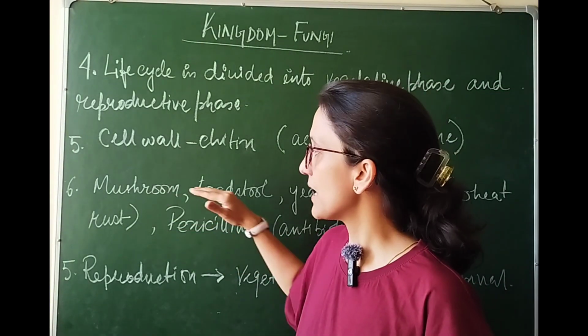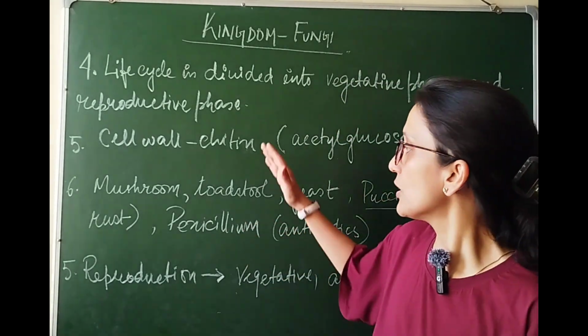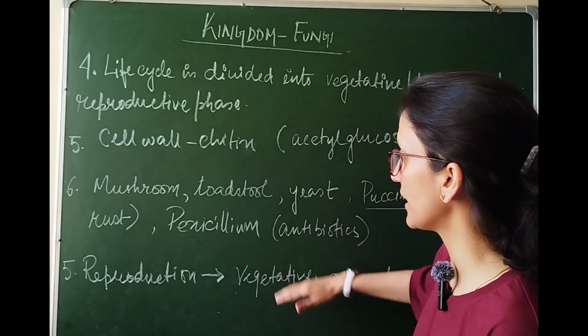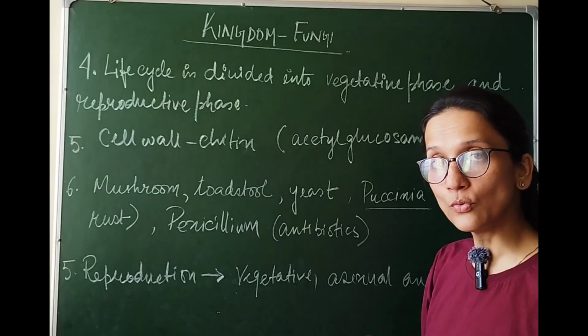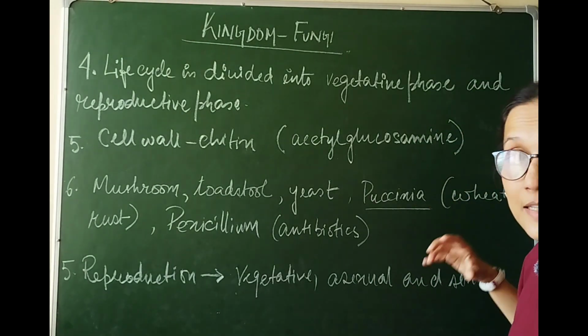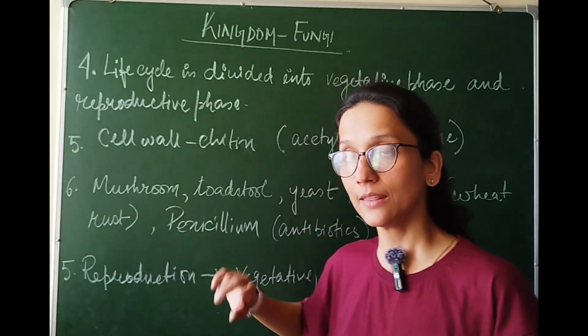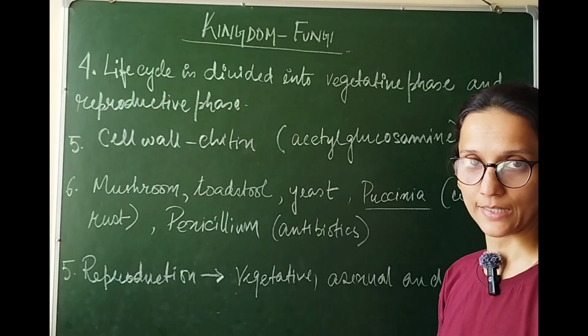Next are the examples which are given in our syllabus. हमारे syllabus में introduction में जो examples दिए हैं, they are mushroom. This is one edible form we know. There are toadstools. This is yeast, which is one example of unicellular fungi. Then we have Puccinia. ये disease cause करता है wheat में, जिसे कहा जाता है wheat rust. And then penicillium. We know इससे हमें penicillin antibiotic मिलता है.